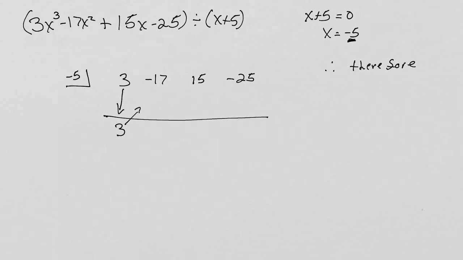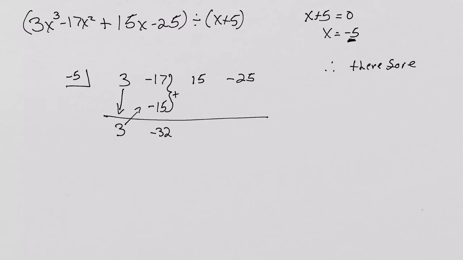So negative 5 times 3 is negative 15. From there, we go down and add these two terms, and that's going to be our new number in our last row. So negative 17 plus negative 15 is negative 32. And you can see that on step 5 of the second page.